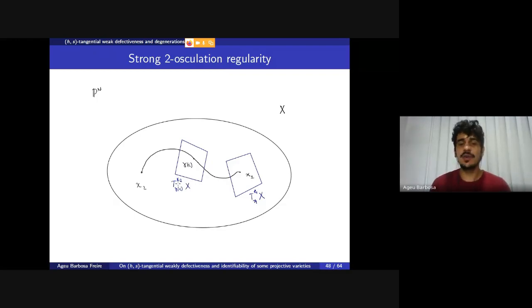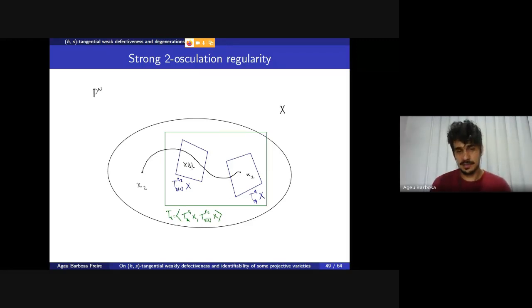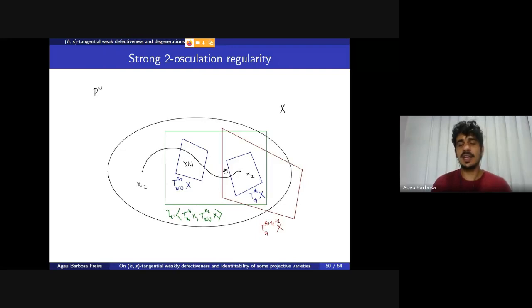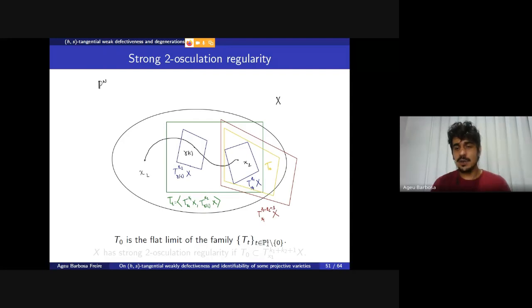As before, we take the linear span of these two linear subspaces. And again, we take the k1 plus k2 plus 1 osculating space of X at the point x1. When we take t in P1 minus 0, we get a family of linear subspaces here. If we take T0 to be the flat limit of this family, we will say that the variety X has strong two oscillation regularity if this flat limit T0 is inside this higher order osculating space here.